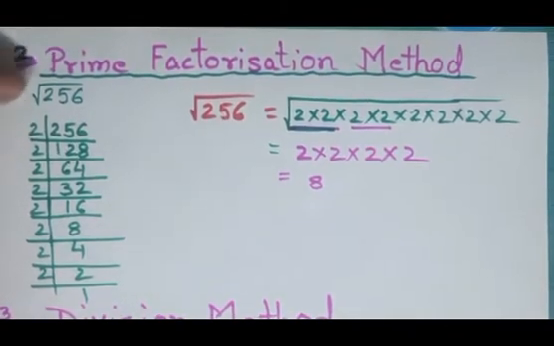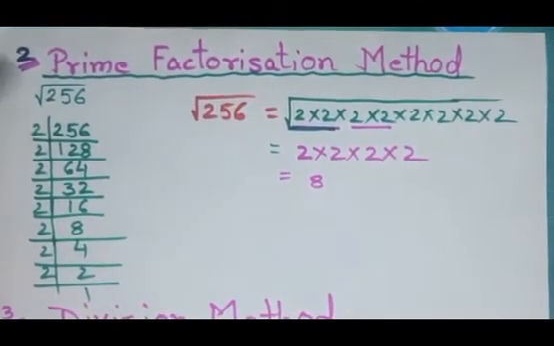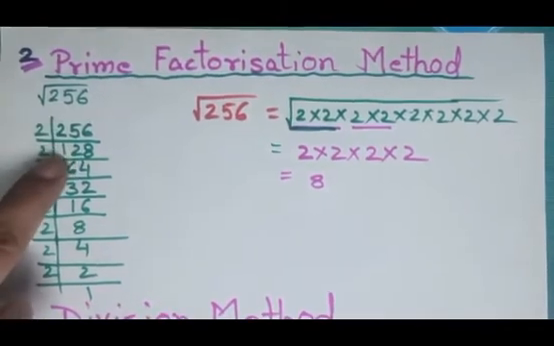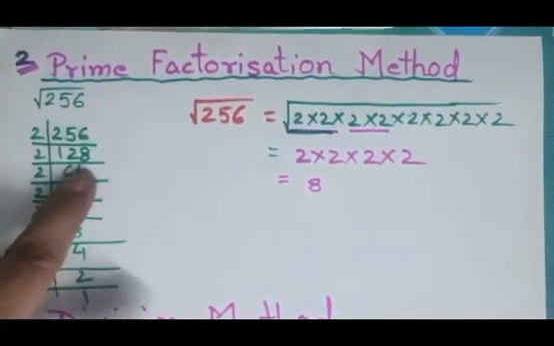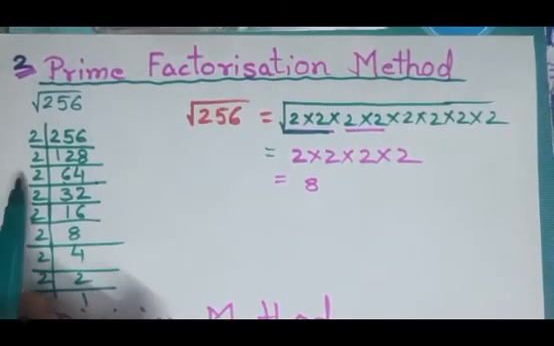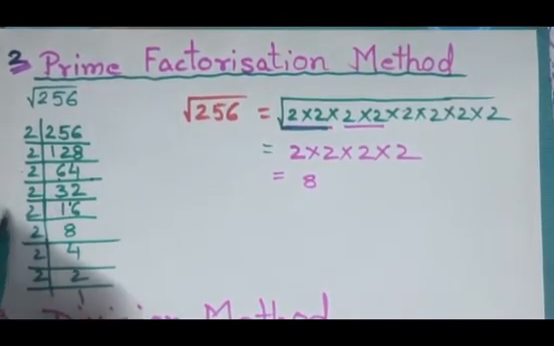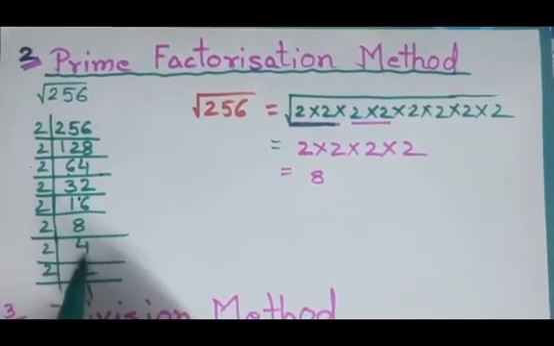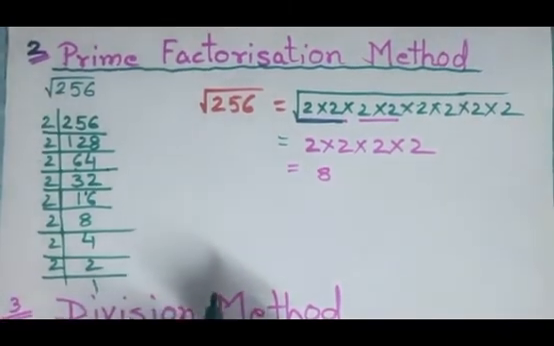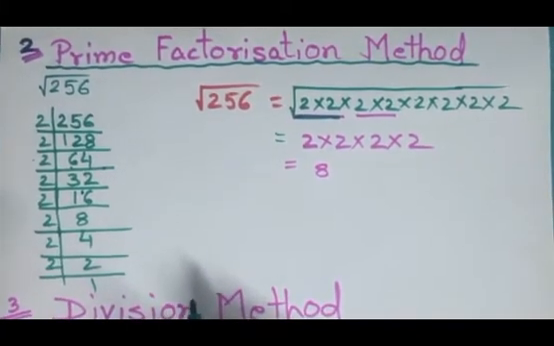Doing it by 2, it is an even number, so we can easily factorize by dividing by 2. 2 ones are 2, 2 twos are 4, 2 eights are 16. Similarly, 2 64s are 128, then 2 32s are 64, then 2 16s are 32, 2 8s are 16, 2 4s are 8, 2 2s are 4, and 2 1s are 2. This is the process of factorization. What you are doing, you have already done in previous classes.